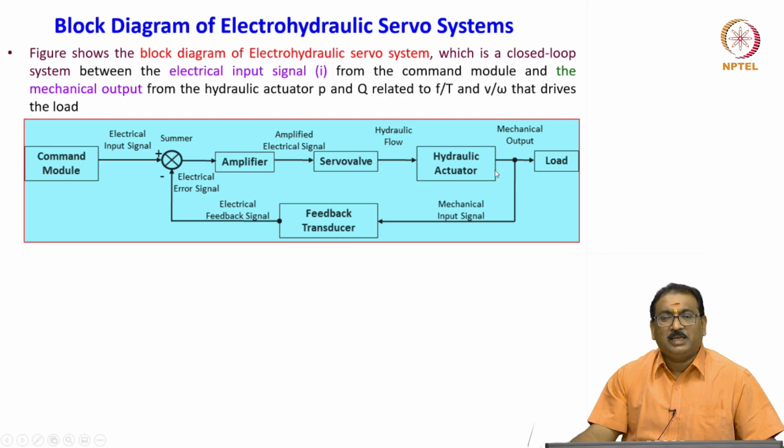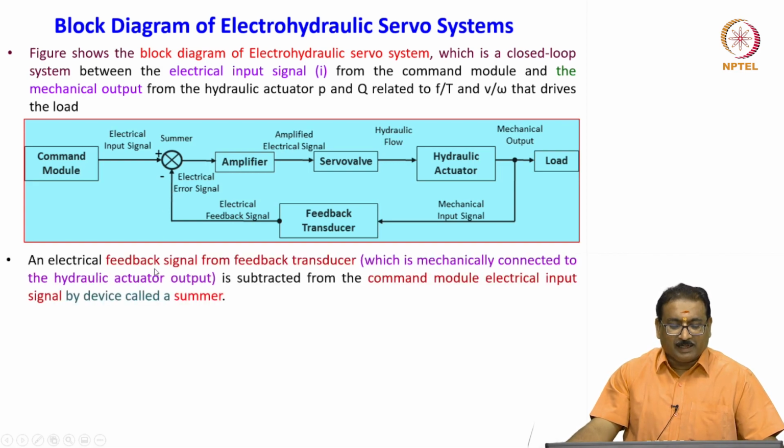displacement, velocity, acceleration, whatever you want as a mechanical output, and it is fed back through the feedback transducer. The feedback transducer will convert the mechanical input into the electrical feedback signal, which will go to the summer. Always it will generate the error signal, until the error is 0, between the command desired input and the feedback input.